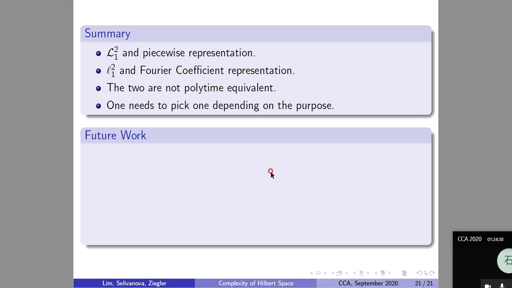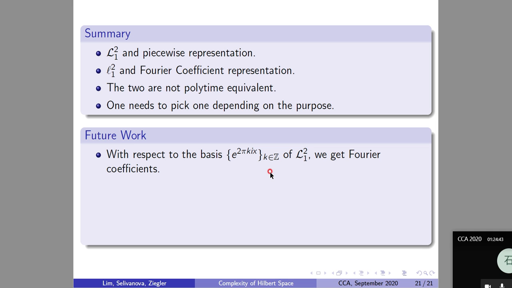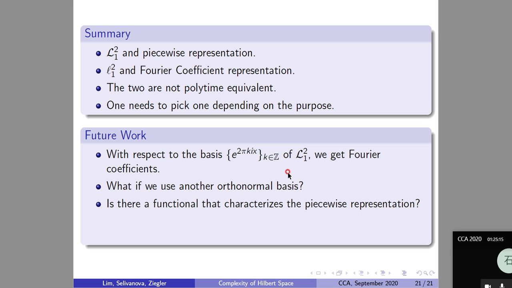We also have to prove those conjectures more rigorously. Another future work is that, with respect to these spaces, we get the Fourier coefficients. So what if we use another orthonormal basis? Under some different basis we will have some different representation, and under this different representation maybe some other kinds of functionals will be computable, and different kinds of operators will be computable.